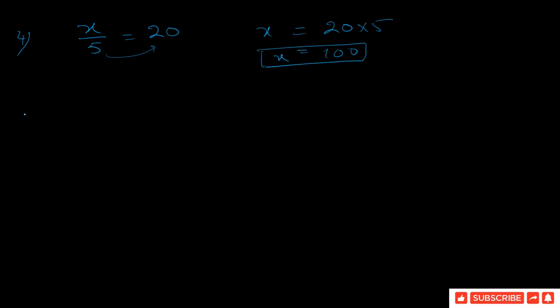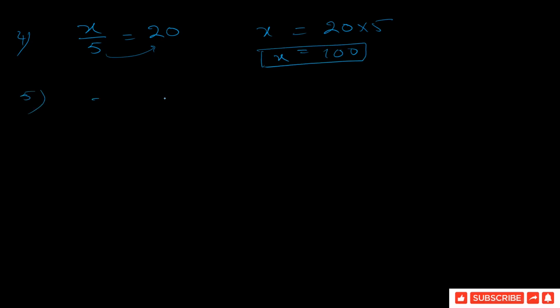x upon 5 equals 20. Now 5 is dividing on the left side. When it moves to the other side, it will multiply. So we are following the second method. x equals 20 times 5. That will be 100. So an easy way. Hope you understand it. Next question.